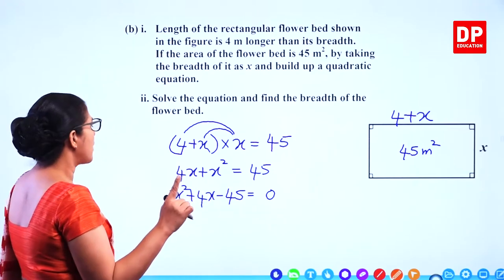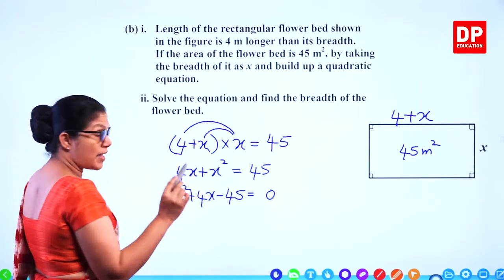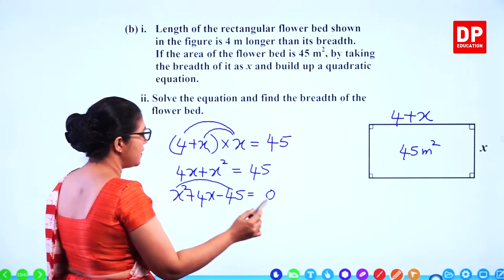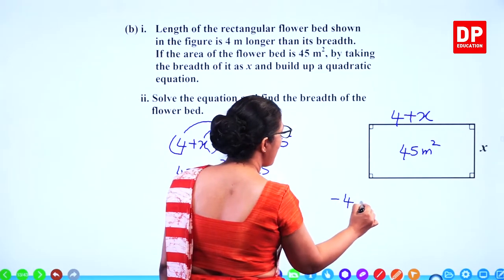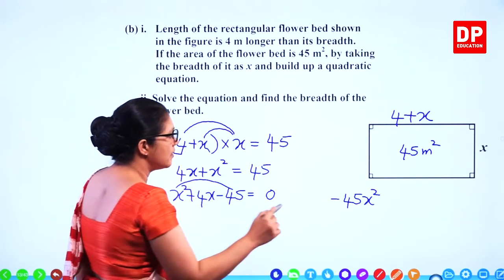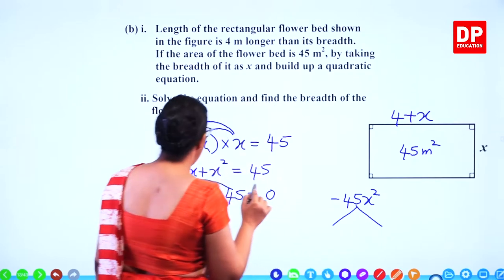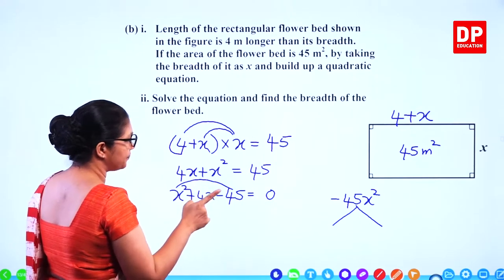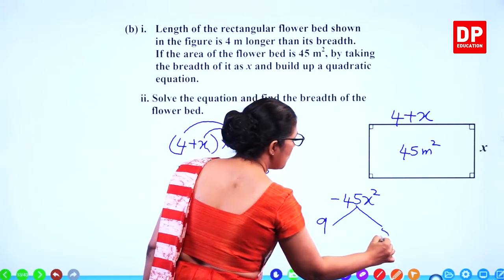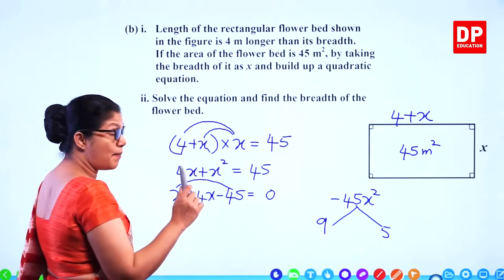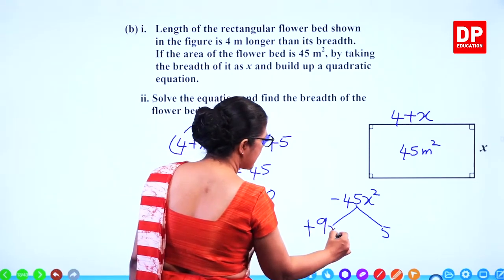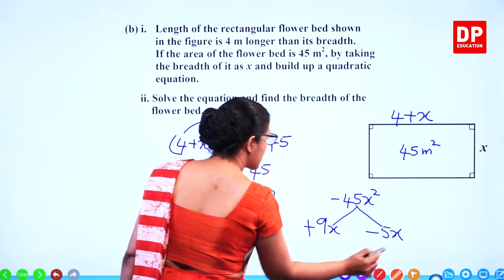So what are the factors of minus 45 to get plus 4? When you multiply these two, you get minus 45x squared. Minus means you have to take the difference. So what are the appropriate factors? 9 and 5. But which one is positive? The middle term is positive, which means the bigger one is positive: plus 9x and minus 5x.